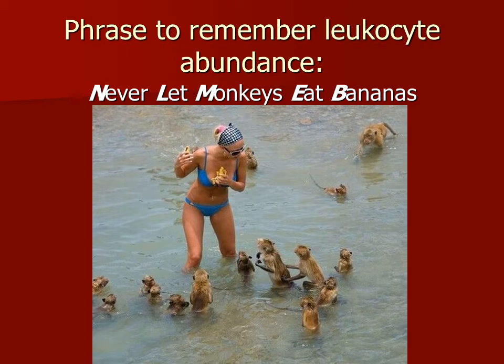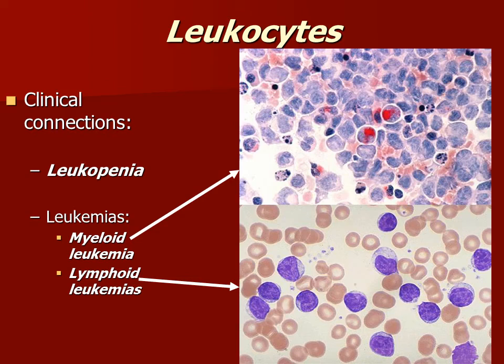To remember which of these different types of leukocytes are more numerous than others, you can use the mnemonic phrase, never let monkeys eat bananas. So the highest concentration of them will be the neutrophils, then the lymphocytes, monocytes, eosinophils, and basophils.